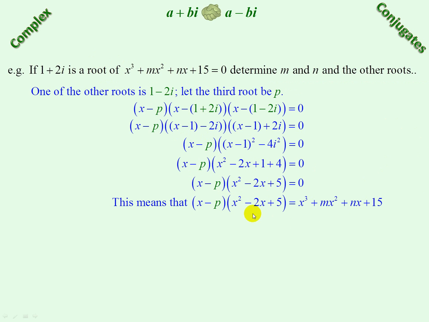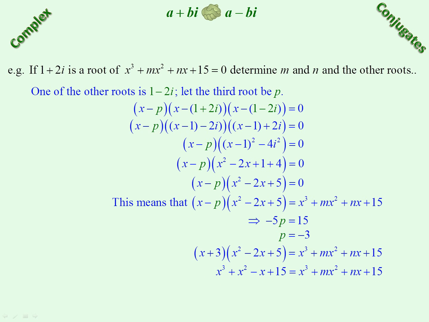Now we don't have to multiply this whole expression out. What we can do is say, well, there we are, those two must give you the constant term. So therefore minus 5p must give you 15 and p is minus 3. So back that goes into the equation, and now we can either multiply out or equate coefficients. So we've multiplied out, there you are, and that gives us mx squared, 1x squared, nx, negative 1x. So we have the values of m and n.